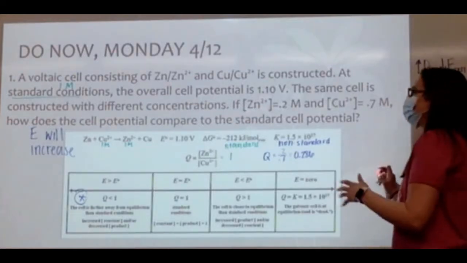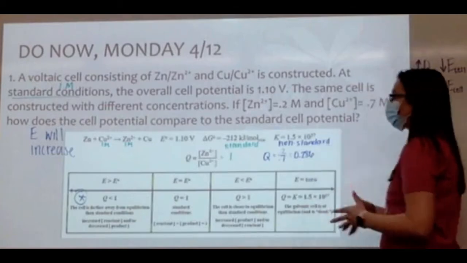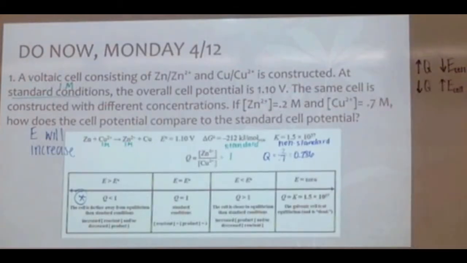So this was just a do now question to review non-standard conditions. And remember, if you make changes to a cell, calculate Q. When you make changes to a cell, you want to calculate Q. Compare Q to 1.